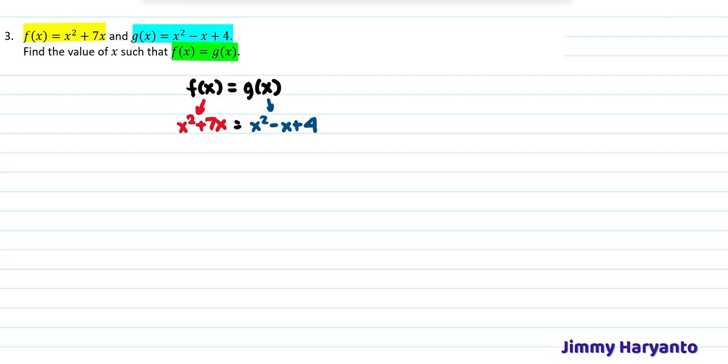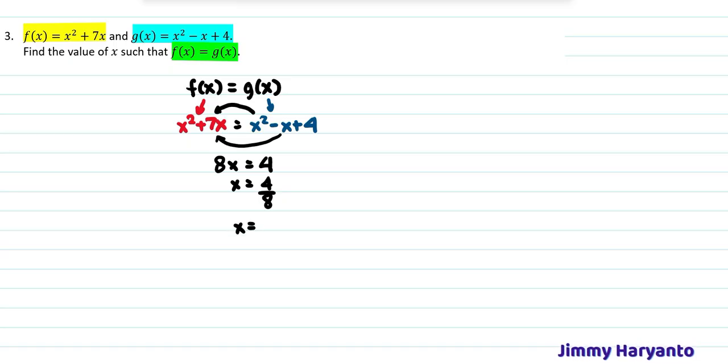And then after this you have to use your algebra skills to solve this equation. So first you move the x squared, that means x squared minus x squared becomes 0, and then you move the negative x, it will become 7x plus x, and the result is 8x. And because the x squared is already cancelled out, there is no more x squared. That means just leave the 4 at the right hand side. x equals 4 divided by 8, so the value of x will be 1/2. This is our final result.